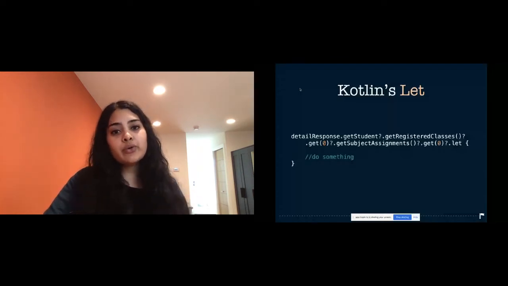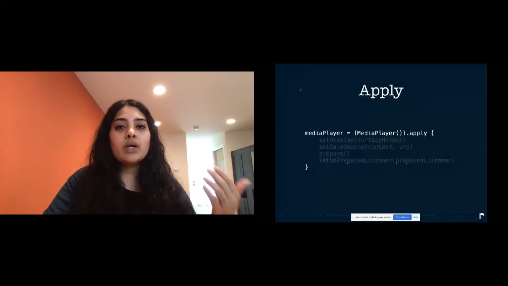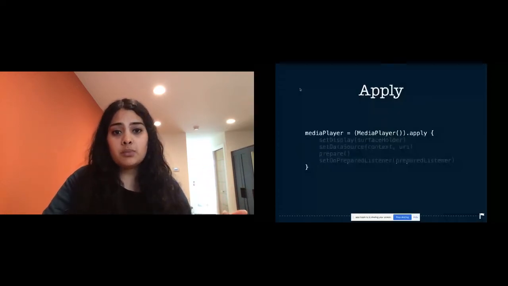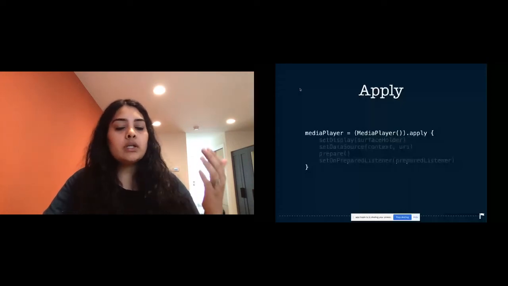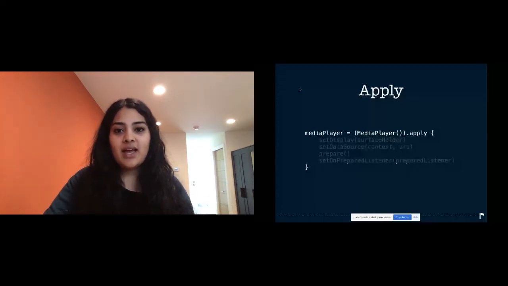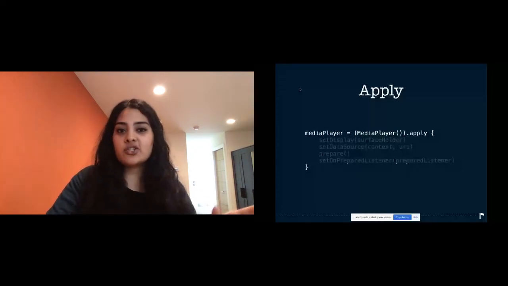Apply is really great when you want to do a configuration of an object, or you want to initialize an object and it's usually followed by a null check. You can do something like this. For example, you are initializing a media player object, and inside of the apply, you're just calling some methods on it. So you didn't need to do an extra null check.